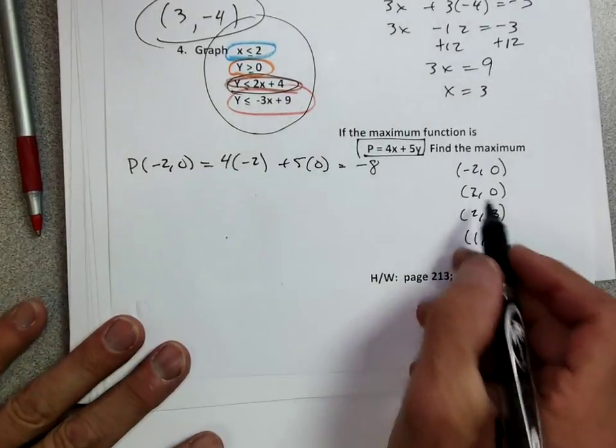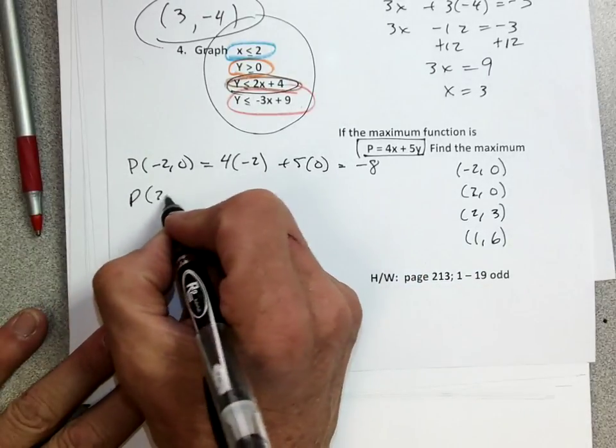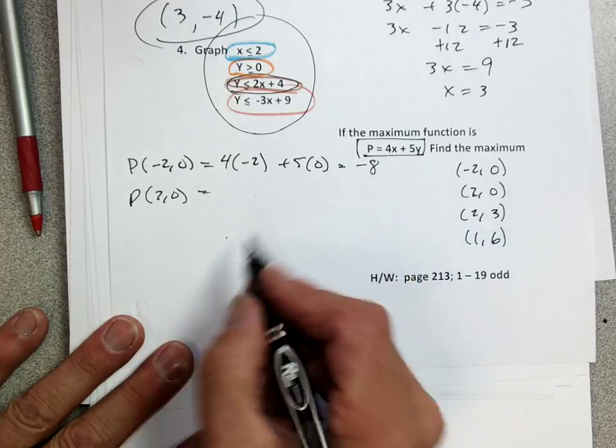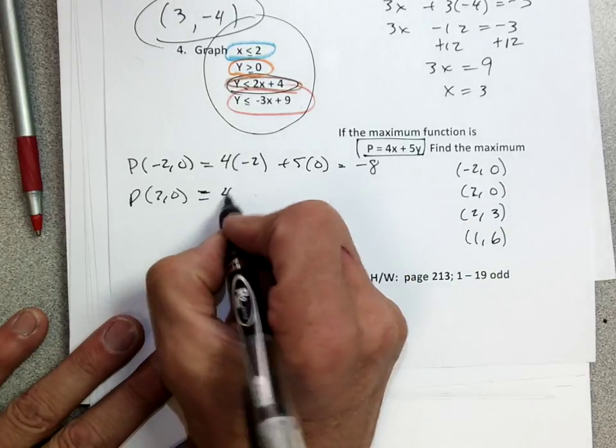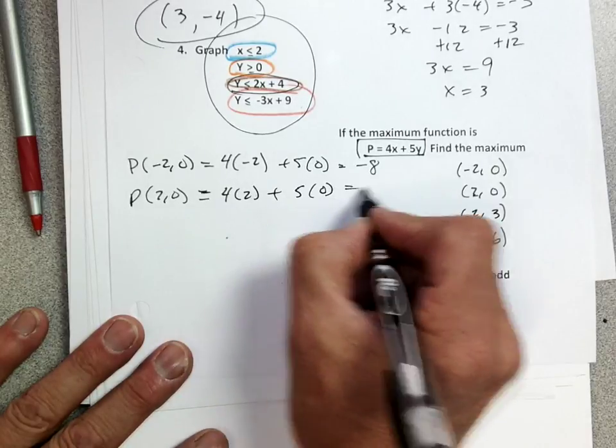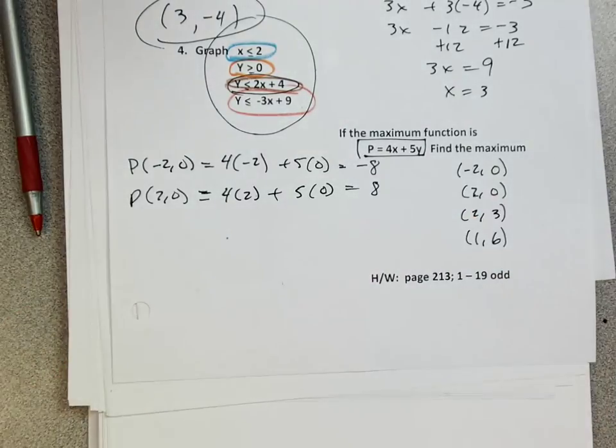So let's do P of 2, 0. So P of 2, 0, plug in 2 and 0 into my equation. I'll have a 4 times 2 plus a 5 times 0, which is a positive. Well, at least I made some money, right? Made $8 instead of -8. That was a bad day there. That's a very bad day.